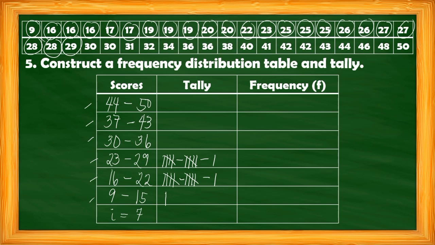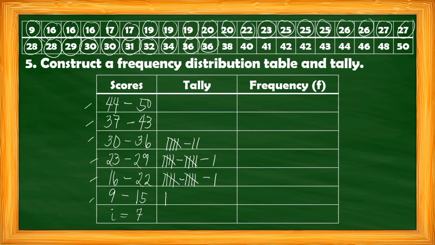Next, 30 to 36. Kasi hindi yun magtatali. Kapag inadd na natin yung mga frequency ng bawat class, kailangan kung ilan yung mga students, ganun din po yung total na frequency na makuha natin. So, 30 to 36. So, 1, 2, 3, 4, 5, 6, 7. So, meron naman tayong 7 dito.